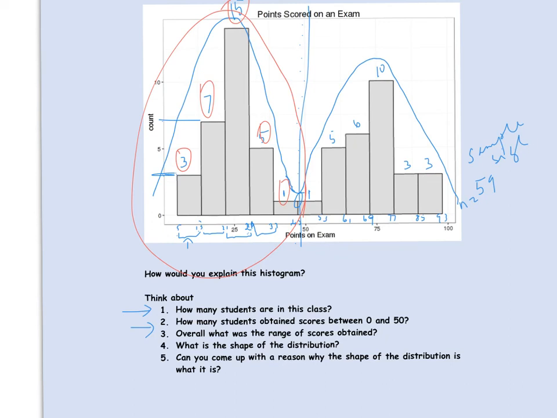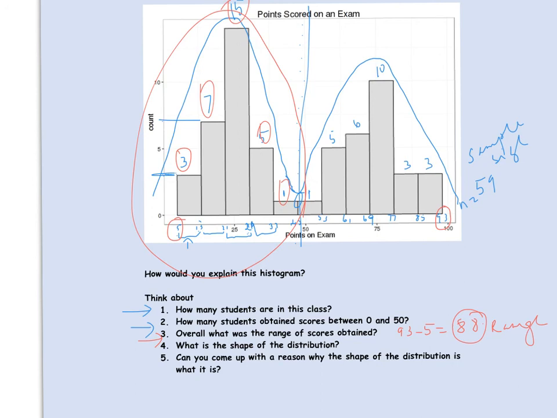Overall, the range of scores would be starting from around 5, and that's just an estimate, to 93. So the range would be 93 minus 5, which is 88. So that's the overall range. So this number is called the range of the distribution.